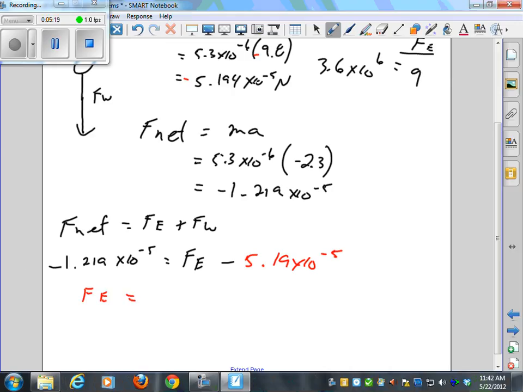So it's going to be 5.19 times 10 to the minus 5 minus 1.219 times 10 to the minus 5. It's all these big crazy numbers that make it hard, isn't it? Yes. It's confusing. 3.97 times 10 to the minus 5. That's my electric force.